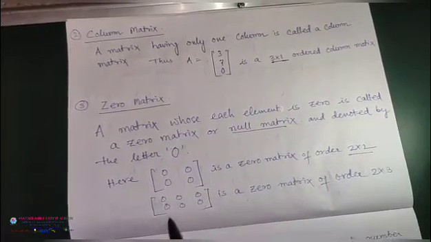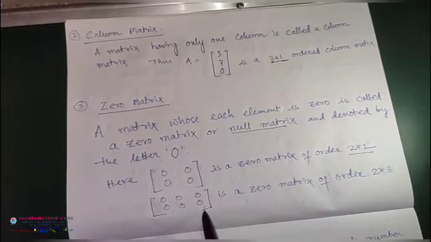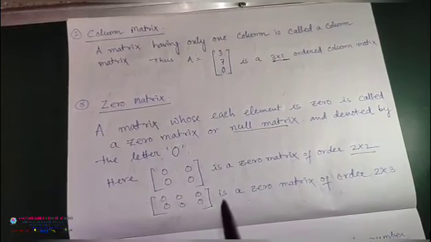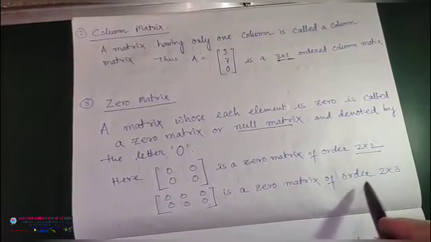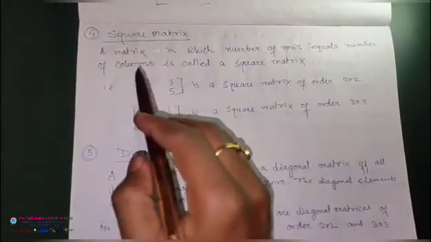In this second one, number of rows 2 but number of columns 3. So since all the elements here also 0, it is also a zero matrix of order 2 by 3. Now square matrix.